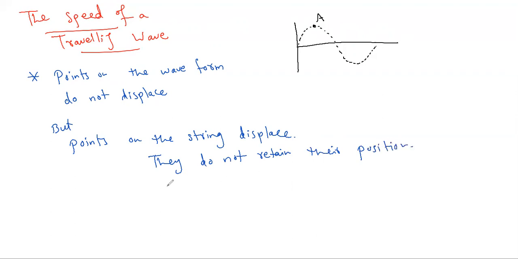It means that the function that I have written earlier, y equals y sub m sine of kx minus omega t, this phase is defining the shape of the wave. So it's a representation of the points on the waveform, not the points on the string which are going to displace. So this function will remain constant, whatever the velocity of the wave is. I can safely assume that this argument is a constant factor.